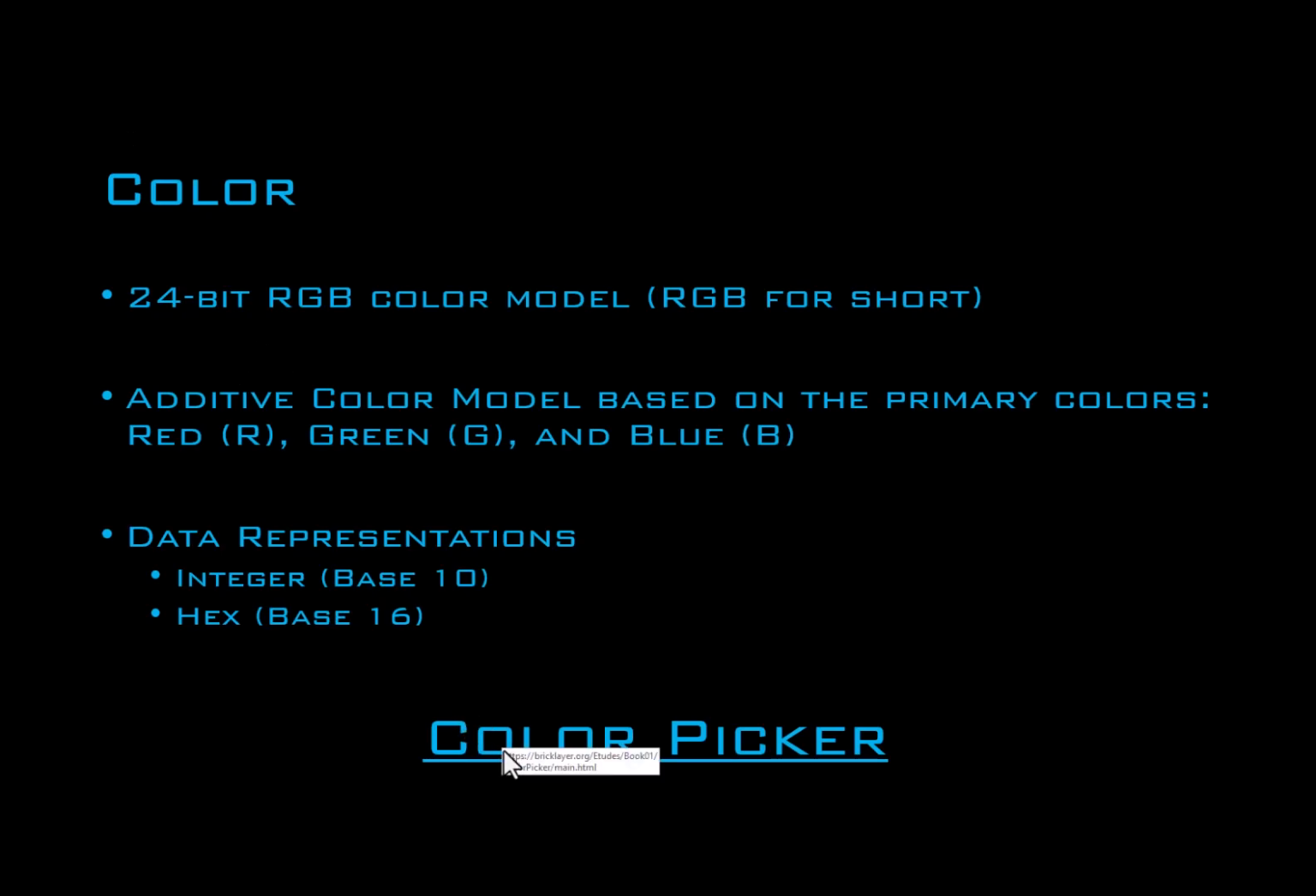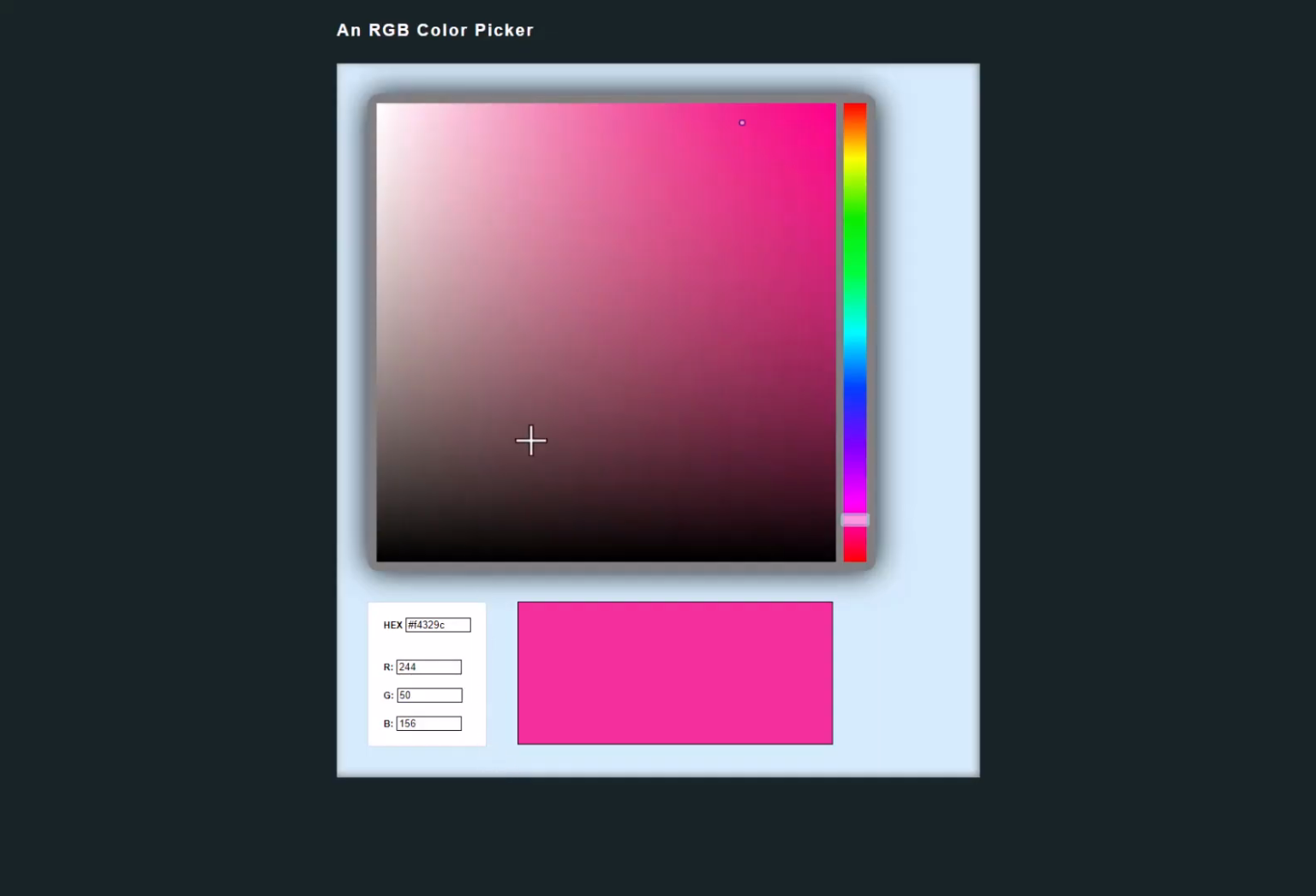So the book provides a color picker that lets you familiarize yourself with the RGB color palette. And if you notice down here, you can see the symbolic representations. You can actually use the keyboard to enter values in here directly and see how that changes the color, the visual display.